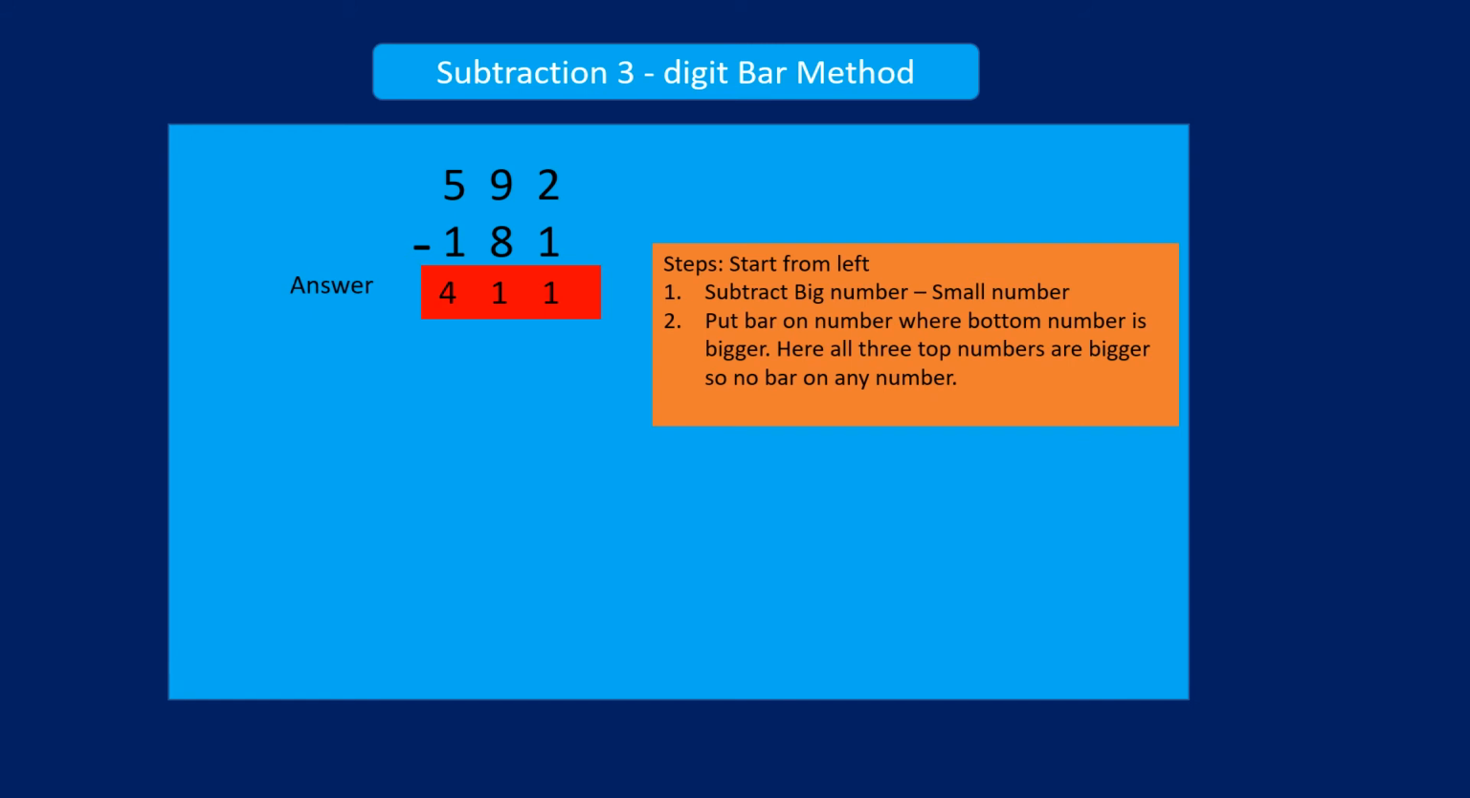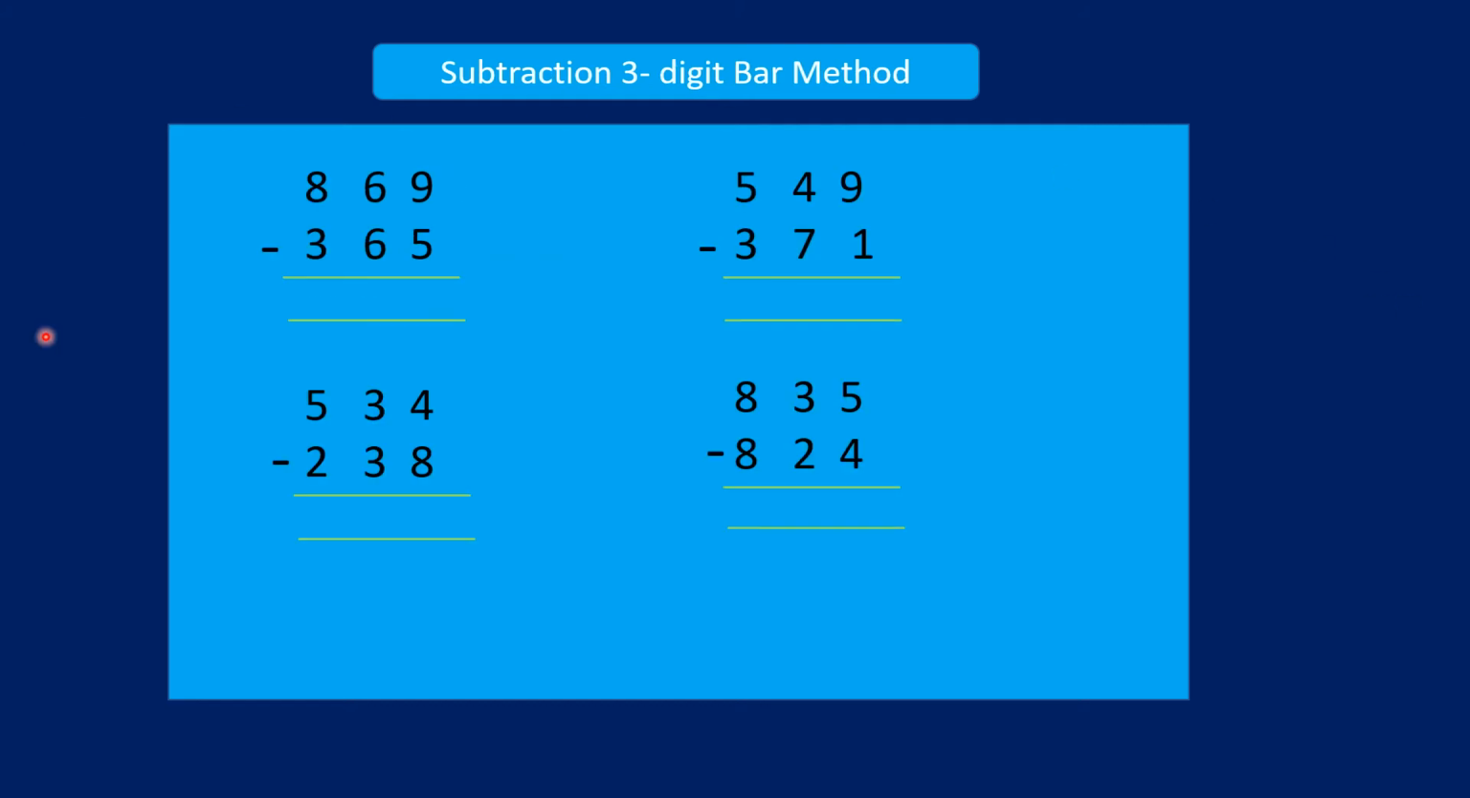One more example. 592 minus 181. Start from left. Big number minus small number. 5 minus 1, 4. 9 minus 8, 1. 2 minus 1. Put bar on numbers. We are not going to put any bar on those numbers because here all the top numbers are bigger than the bottom number. So 411 is your answer. We have few more problems for you to practice.